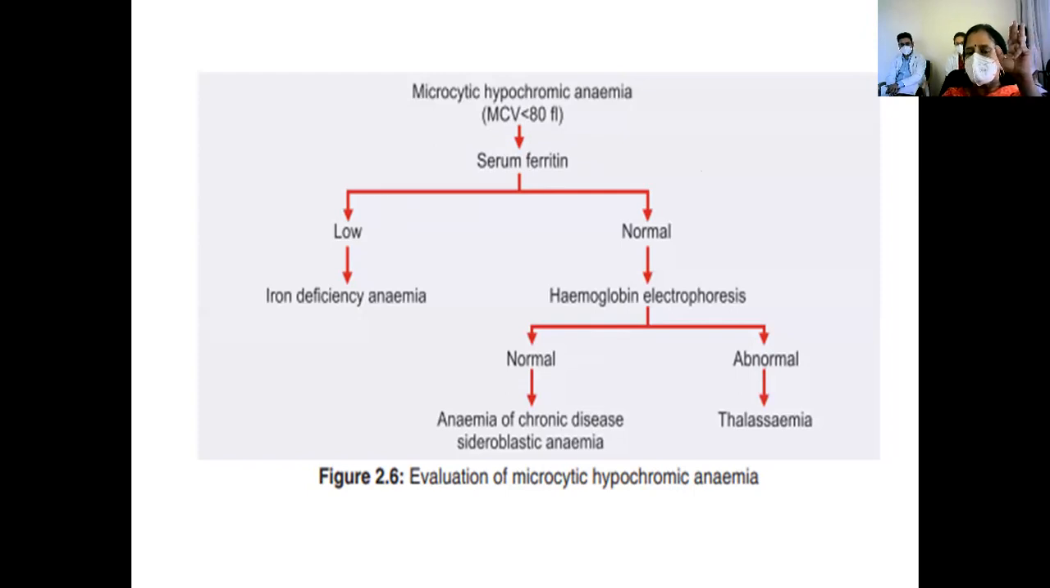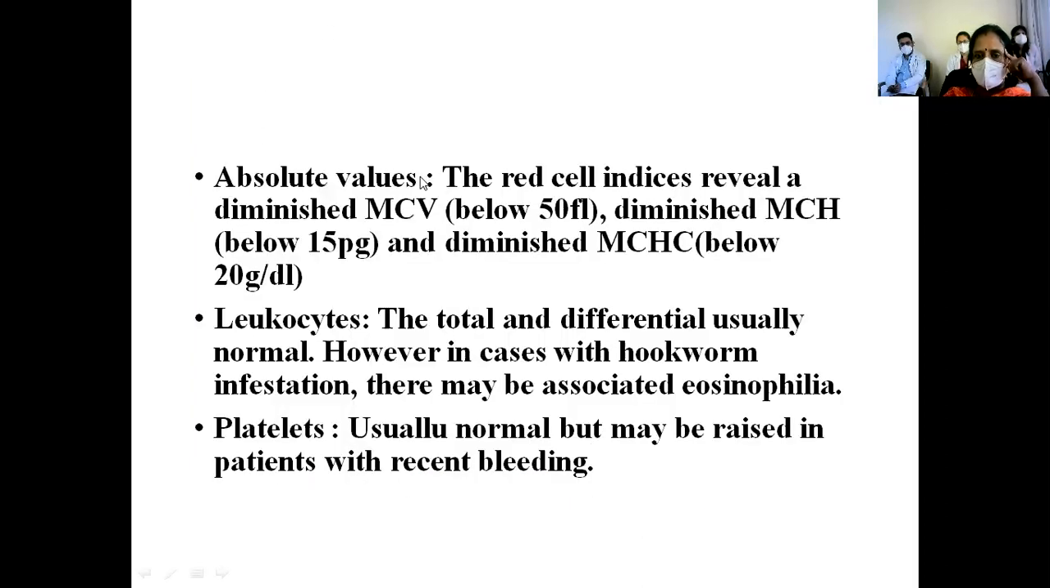So what are the causes of microcytic hypochromic anemia? Iron deficiency, thalassemia, sideroblastic anemia, anemia of chronic disease. Okay. So hemoglobin electrophoresis, abnormal hemoglobin. I told you yesterday what abnormal hemoglobins are seen in thalassemia: increased HbF and A2. Yes, so that is thalassemia. So absolute values are all decreased. Remember this, I told you.